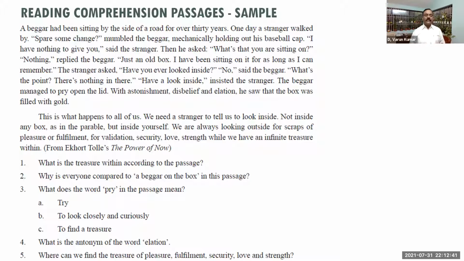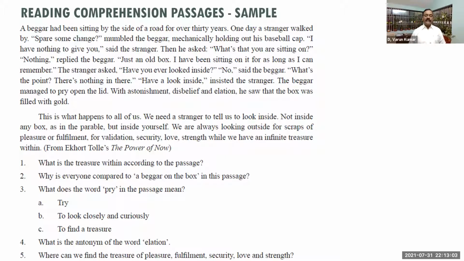It is a multiple choice question. So the meaning of the word pry, and there are 3 choices. So we should pick out the correct meaning. So what is the antonym of the word elation? So the word is elation. Here it is in the textbook. So we should know the opposite word, antonym of the word.